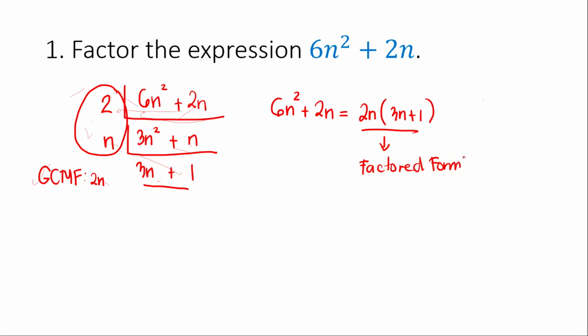So again, if you want to check kung tama yung nakuha nating factored form, balik lang tayo sa multiplication. So that is 2n times (3n plus 1). Check natin. 2n times 3n is 6, and then n times n is n squared, so that is 6n squared. 2n times 1 is itself. So, ito ay kaparehas ng given, which means ang nakuha nating factored form is correct.